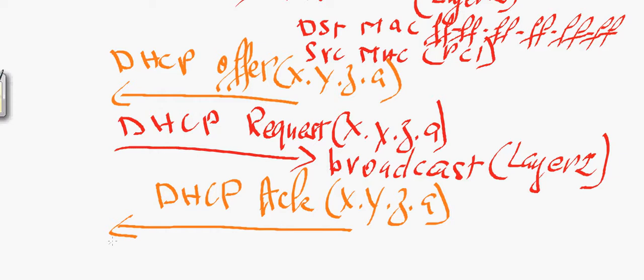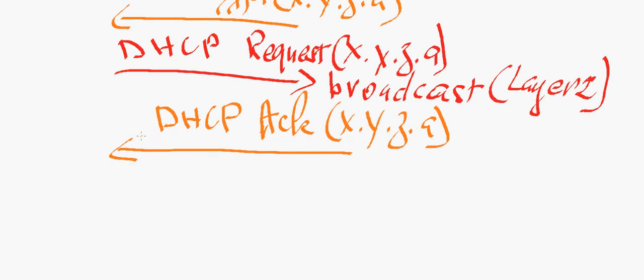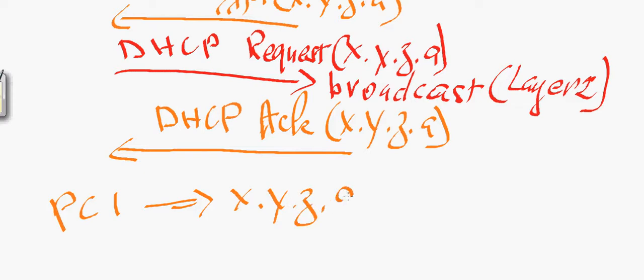So only after the DHCP acknowledgement is received by the client, only after this DHCP acknowledgement is received by PC1, at this moment now, PC1 can use the offered IP address to communicate with other computers on the same LAN. Before that, no. Before that, still PC1 is considered not having an IP address yet. It's still in the process of acquiring an IP address.